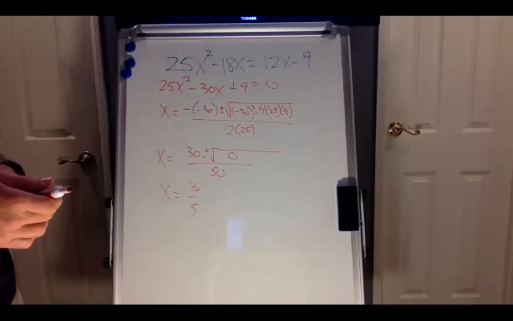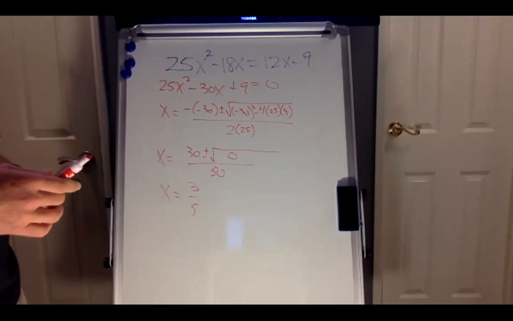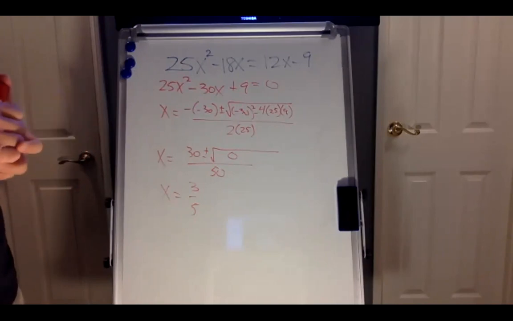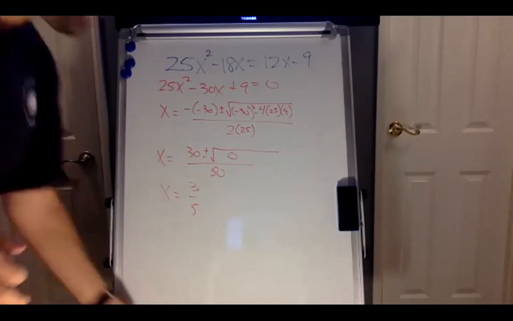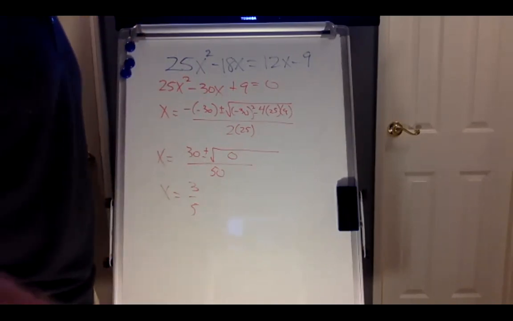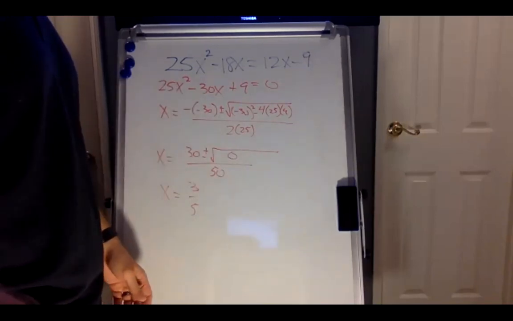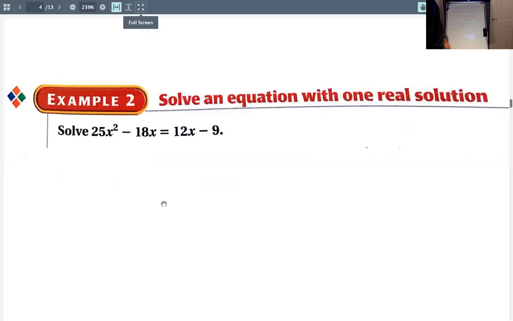5x minus 3 squared equals 0. Okay, so that's one real solution. That's an example. And then the next one's going to be an example of no real solution. So inside, the square root should come out negative. And they're just kind of walking us through that.